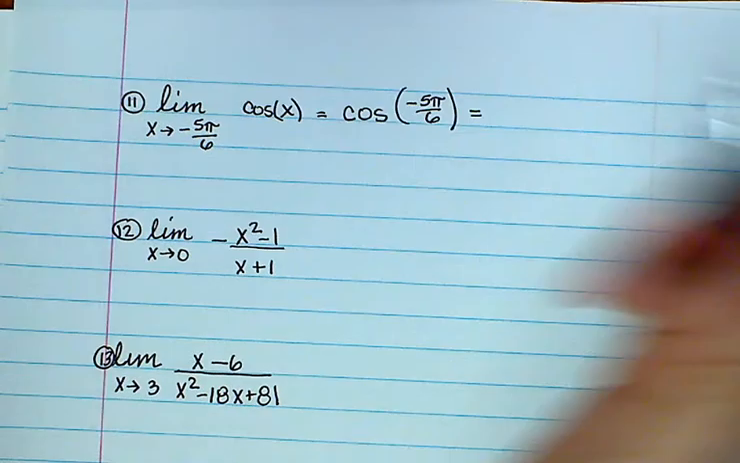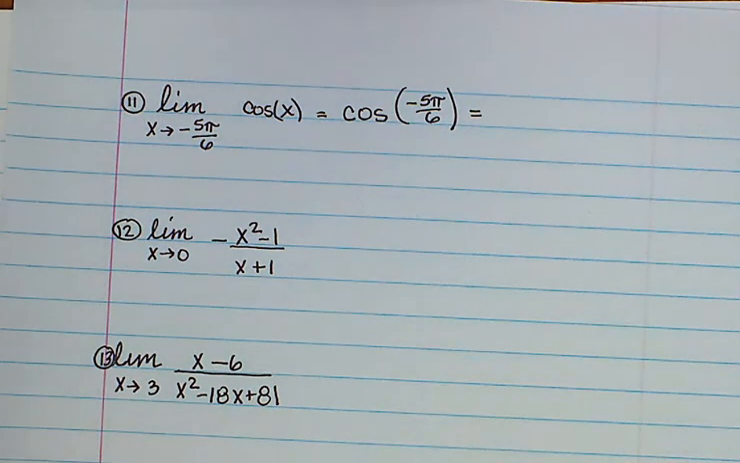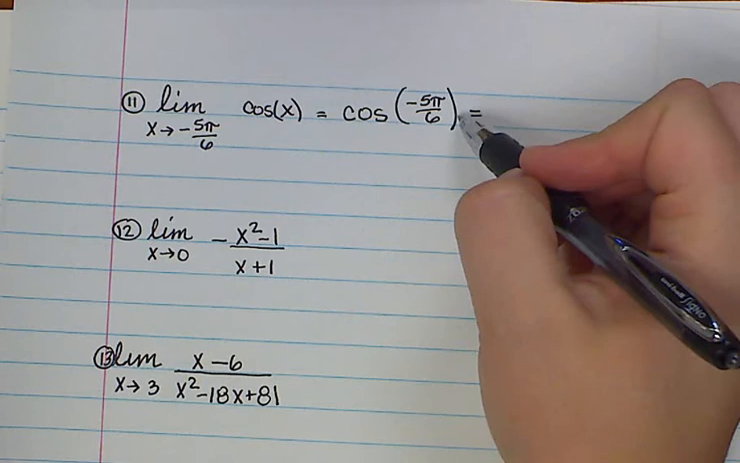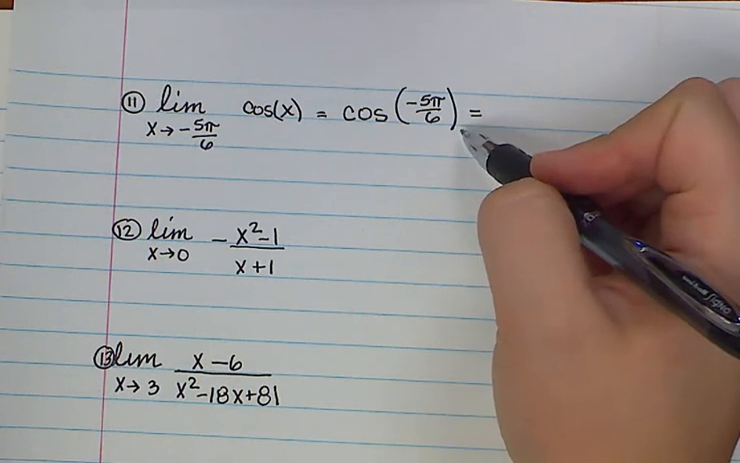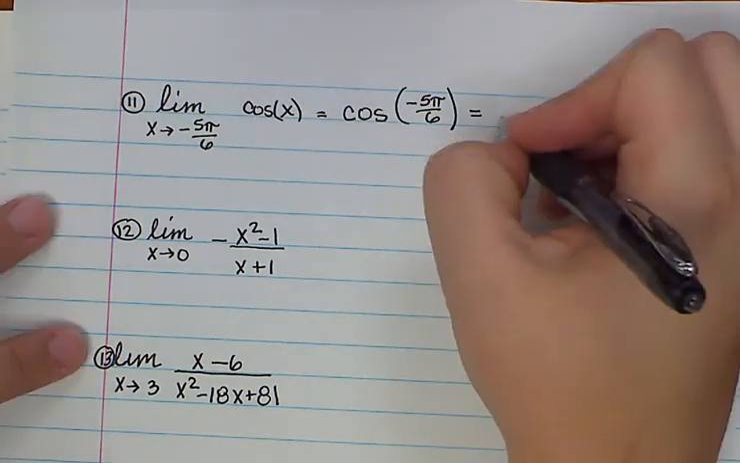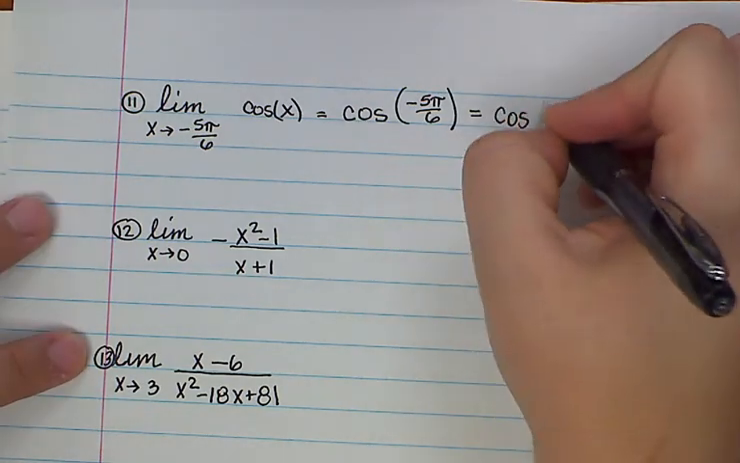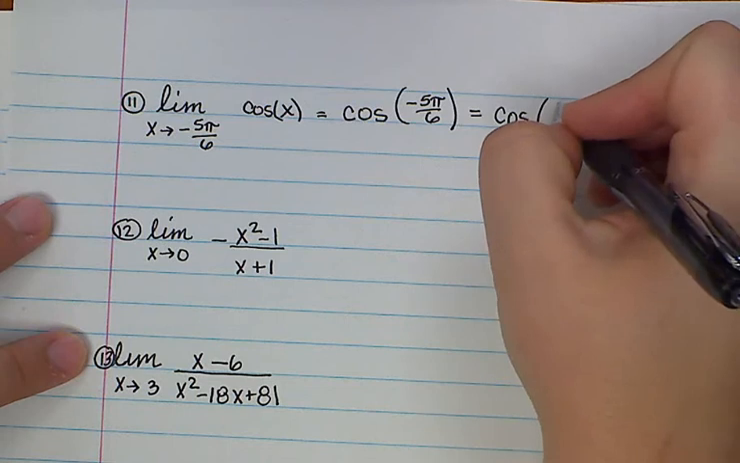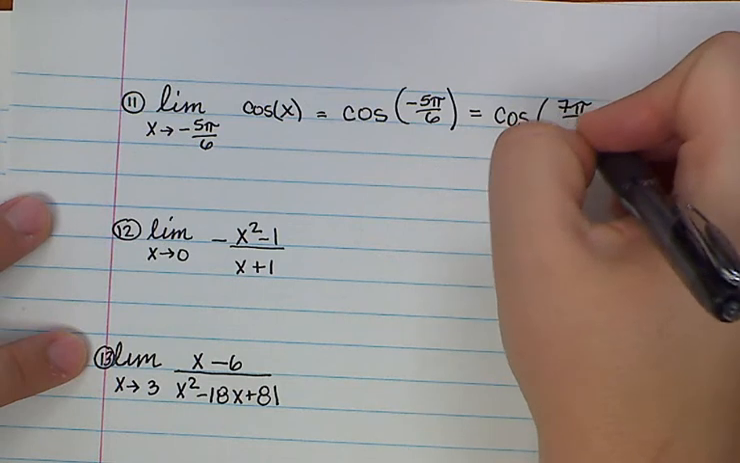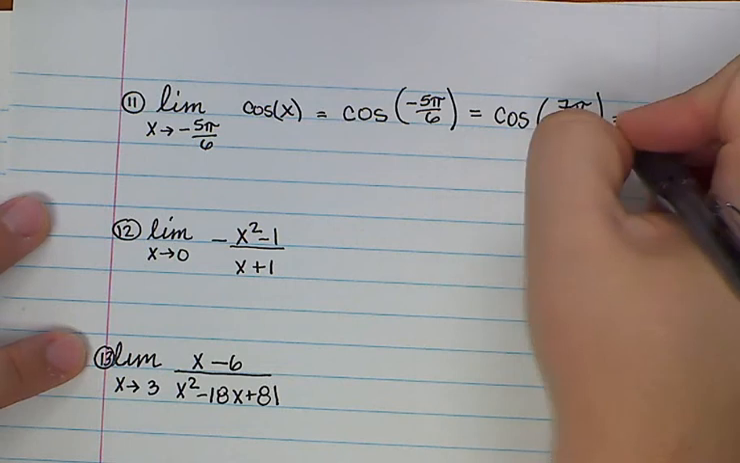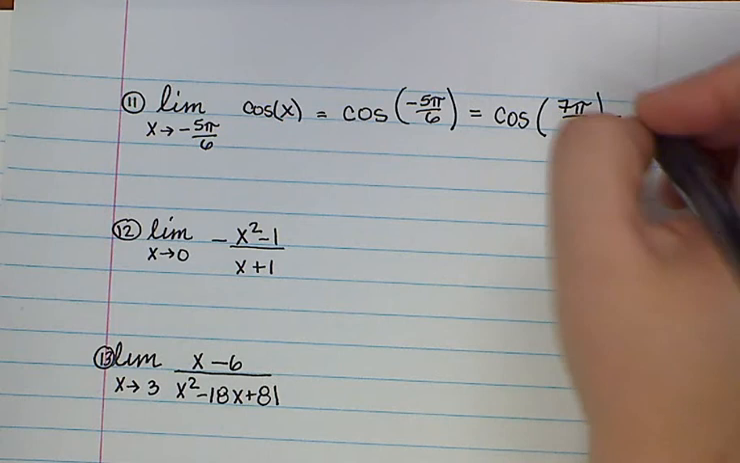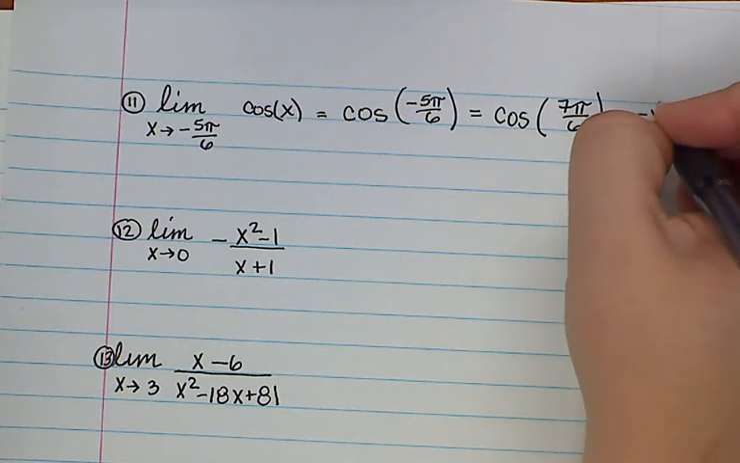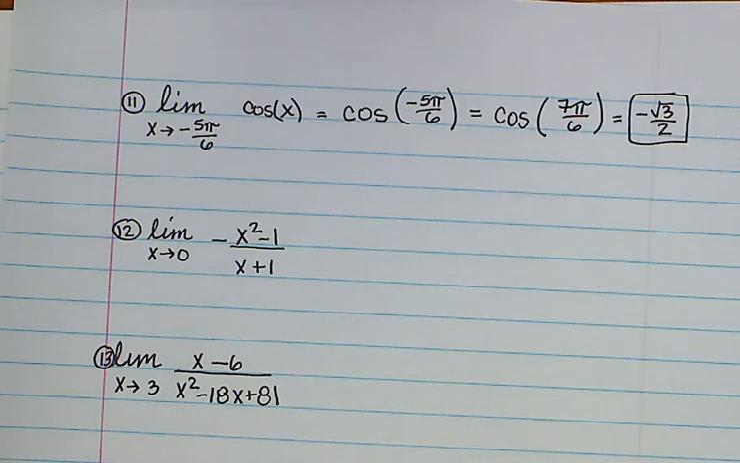So I'm going to use my unit circle. Negative 5 pi over 6 means backwards 5 pi over 6. So that would be the same as 12 minus 5, or 7 pi over 6. 7 pi over 6 has a cosine of negative root 3 over 2. So I found that using my unit circle.